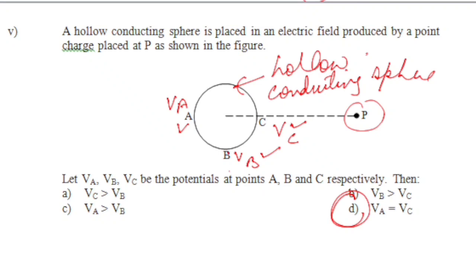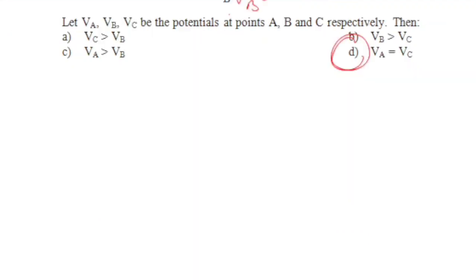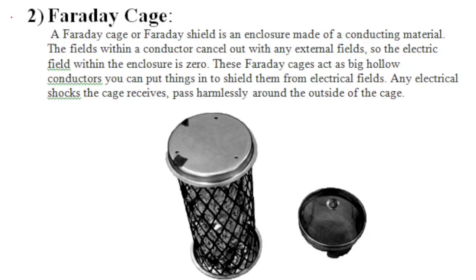Now come to the next case study based question, which is based on the Faraday cage. Right? Now the second case study is based on the Faraday cage. What is this Faraday cage? Faraday cage or Faraday shield is an enclosure made up of a conducting material. It is related to electrostatic shielding. You already heard this word electrostatic shielding. What is electrostatic shielding?